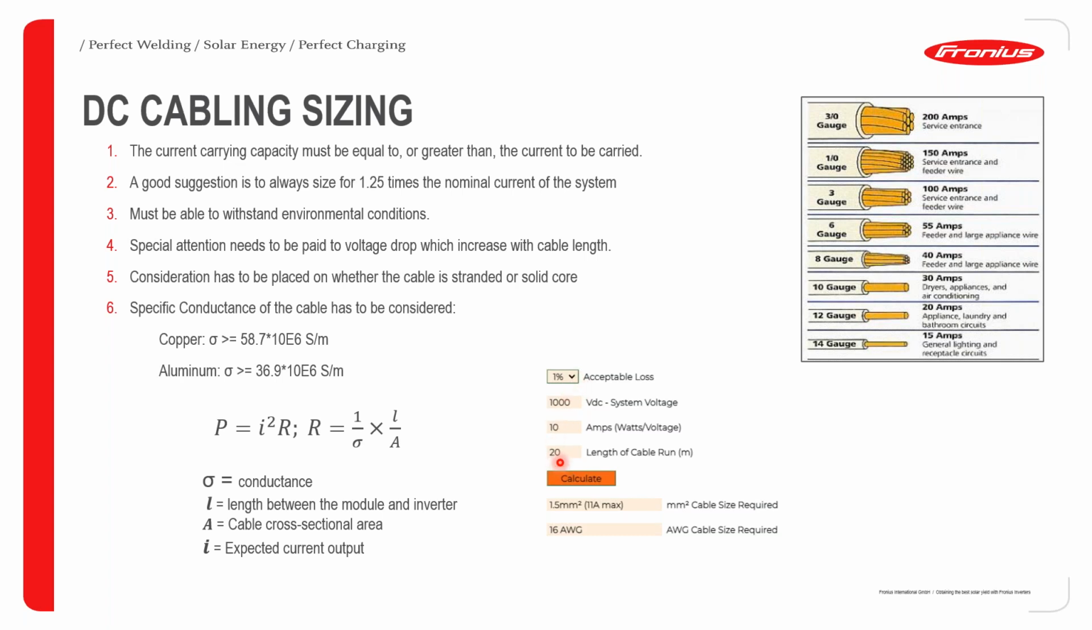If you plug these values in for this particular example, we have a system with a VDC of 1000, amperage of 10 amps, and a length of cable between module and inverter of 20 meters. By the time this was calculated, this gives us the required cable size to be used, which is 1.5 mm squared, same as 16 AWG. So with this, you can now get the appreciable or optimal cable size to be used for your system.